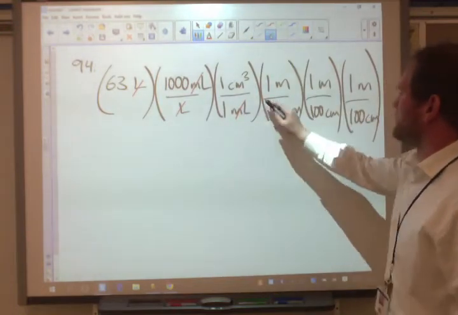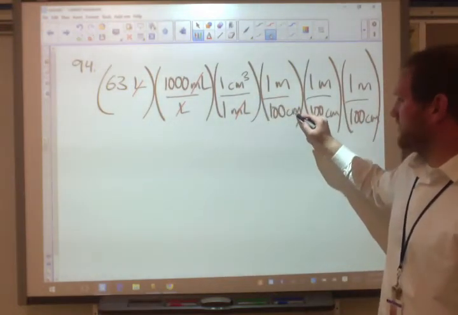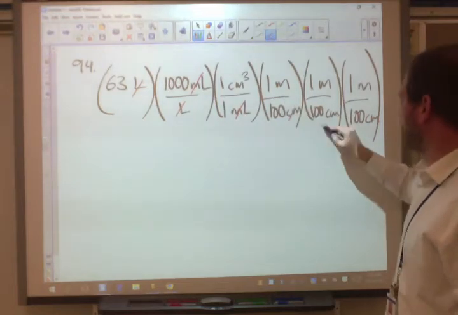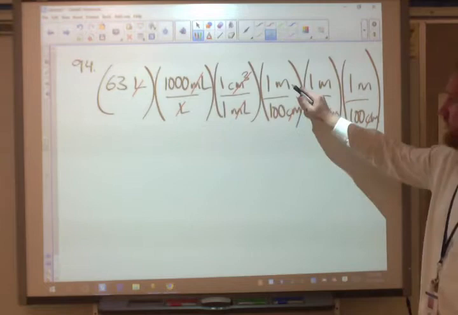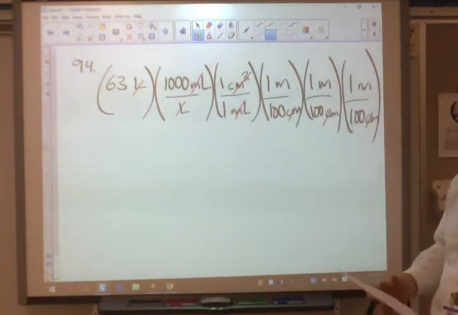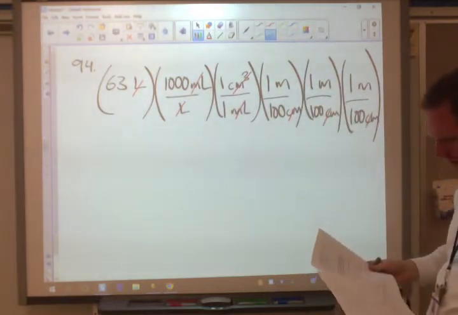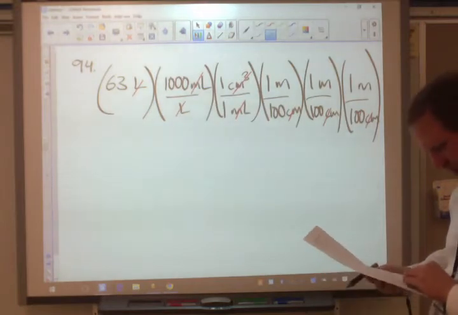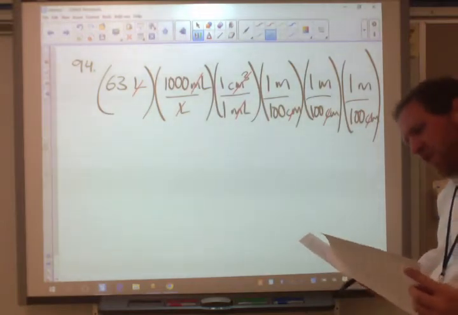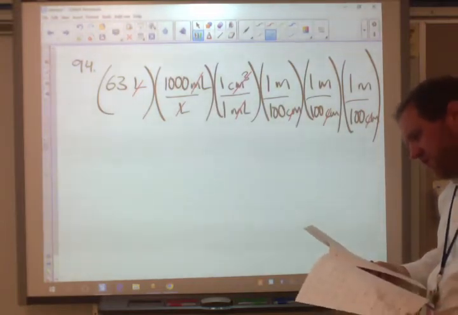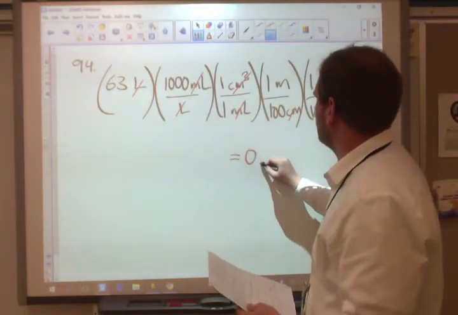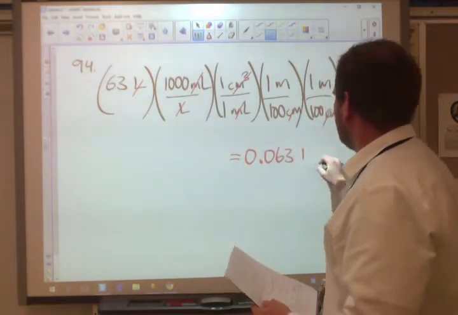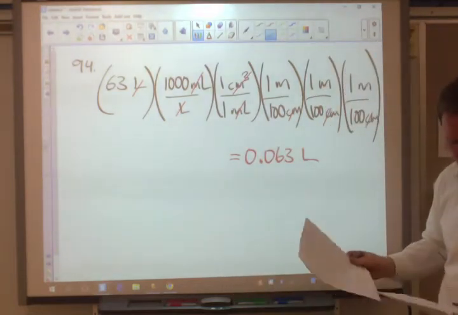And check our units. Centimeter cubed does not cancel all the way with centimeters, but if I have centimeter, centimeter, centimeter, now it's going to cancel centimeter cubed. And what unit am I left with? Meter, meter, meter. That's meters cubed. Okay, so you work out the math on this one. What are we on? 94 here. It equals 0.063 and that's with 2 sig figs as it should be.